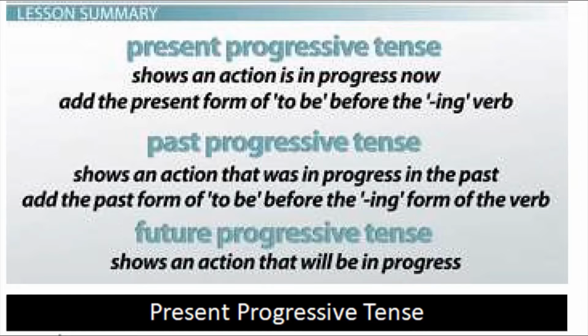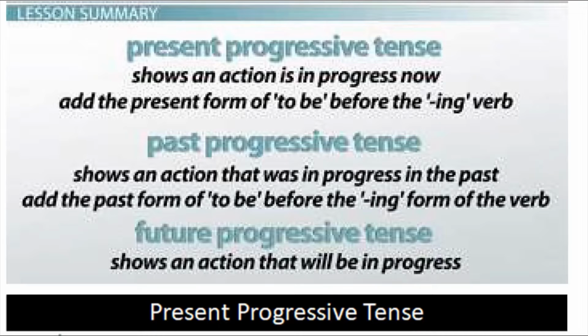Lesson summary. Present progressive tense shows an action is in progress now. You need to add the present form of to be before the ing verb.